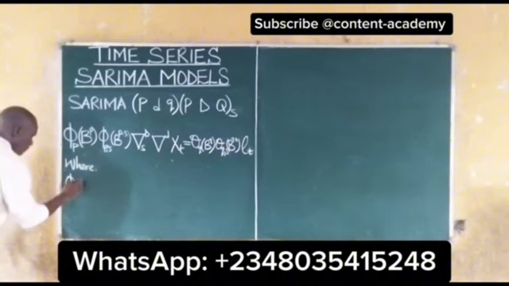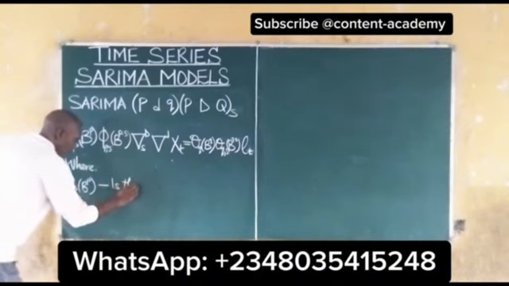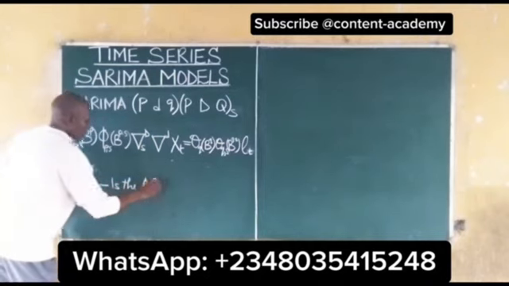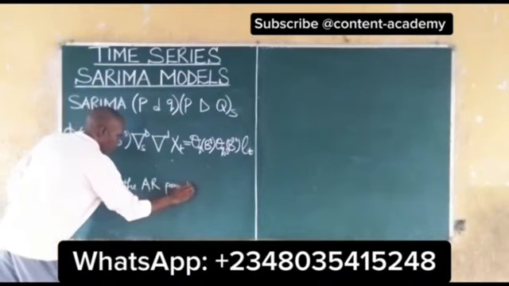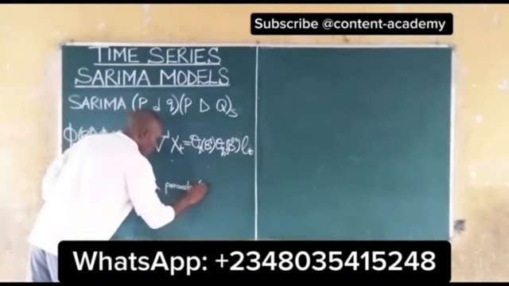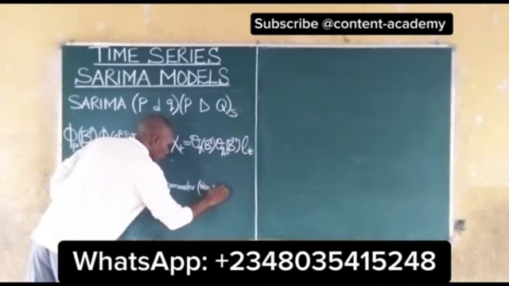Here phi p B is the autoregressive parameter. Of course, this one is the one that has non-seasonality, or you say it's the non-seasonal part.